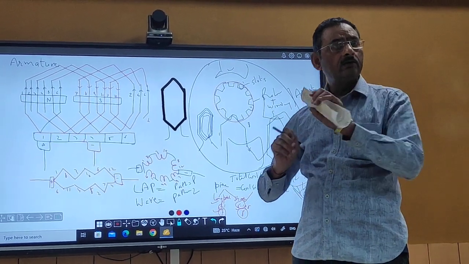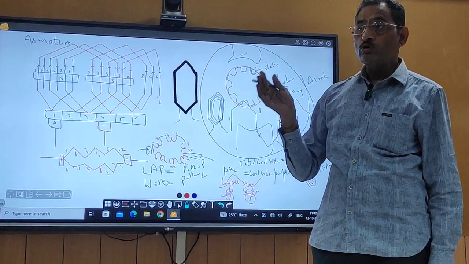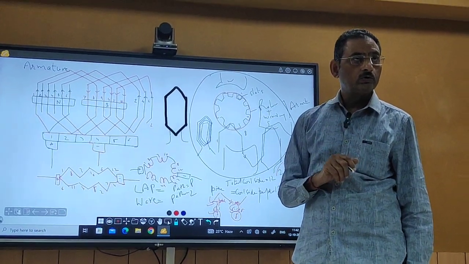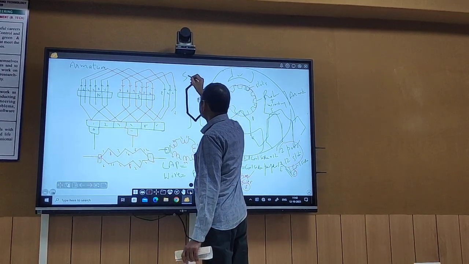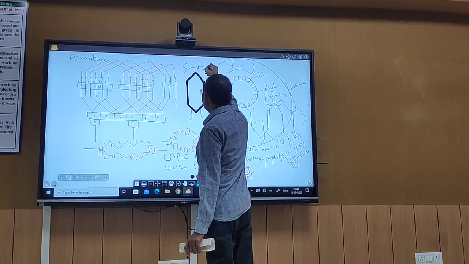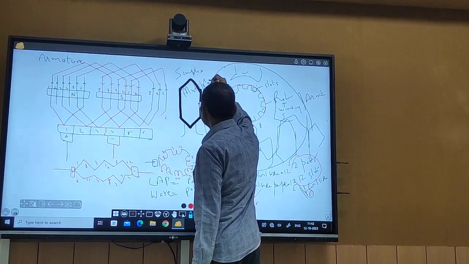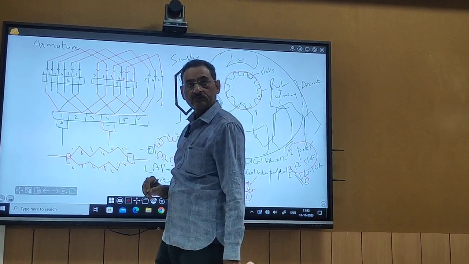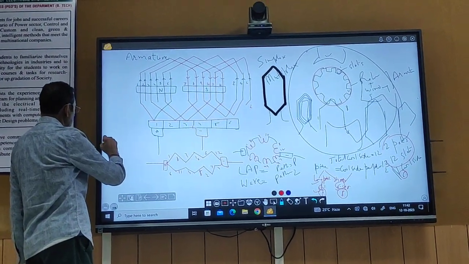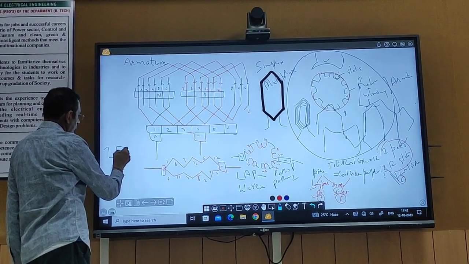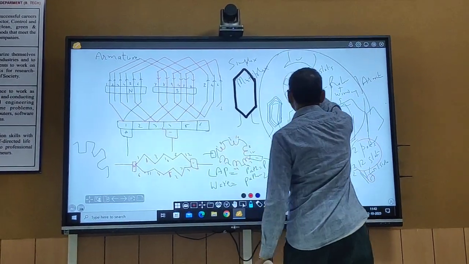In addition to that, in both the bindings, lap binding and wave binding, both are of 2 types now. दोनों 2 तरह का होता है. It can be simplex and multiplex. Multiplex में भी duplex और triplex. So far we were describing the slots. ये slots हैं, here we have shown these are the slots.